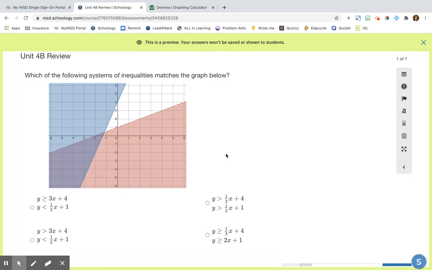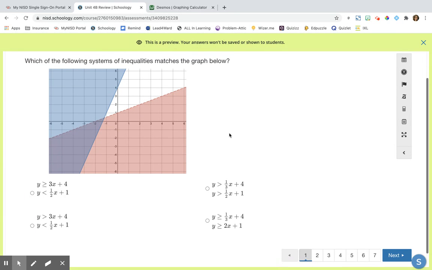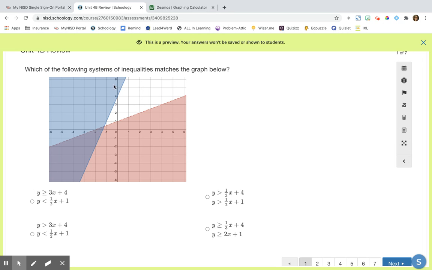Okay, so this first question says, which of the following systems of inequalities matches the graph below? So let's start with the blue one. So when you want to figure out what the equation is to this line, the first thing I notice is that it's crossing the y-axis at 4. So no matter what the equation is, it's going to have plus 4 at the end.